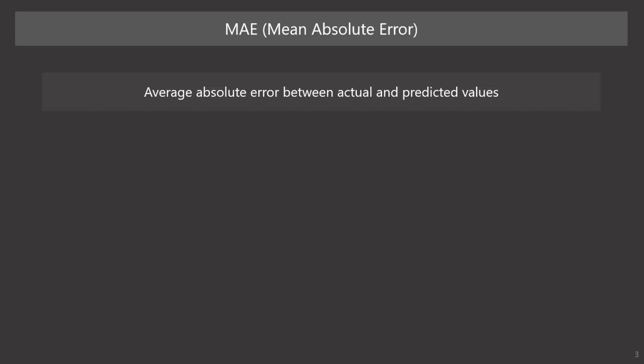MAE is an abbreviation of mean absolute error. MAE is the average absolute error between actual and predicted values. It can be expressed by this formula. The underlined part represents computing the average. Let's see it graphically. For simplicity, let's consider a case of simple regression.